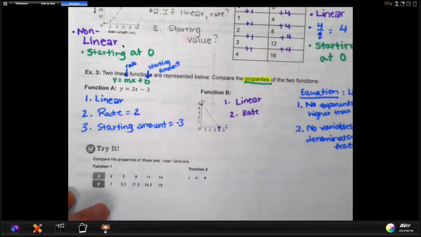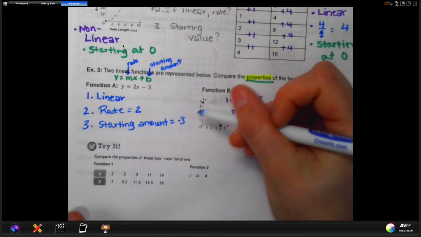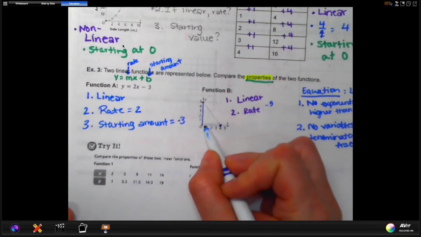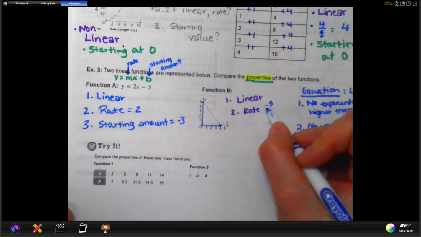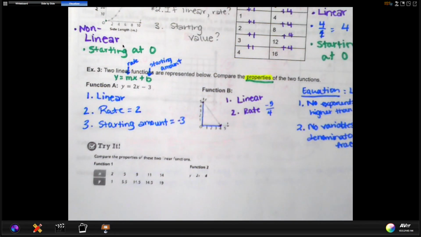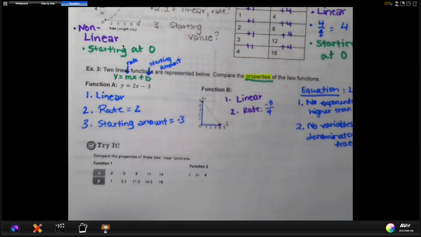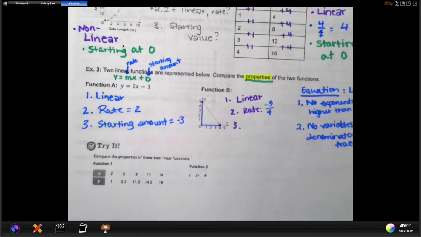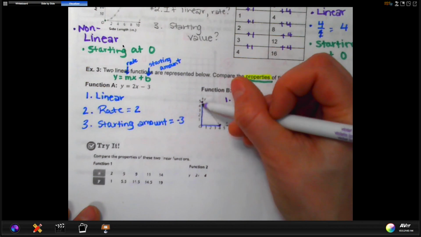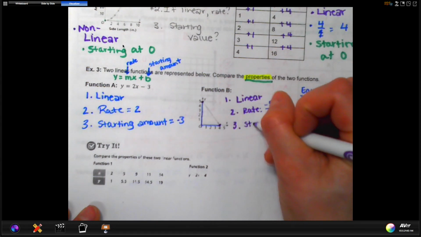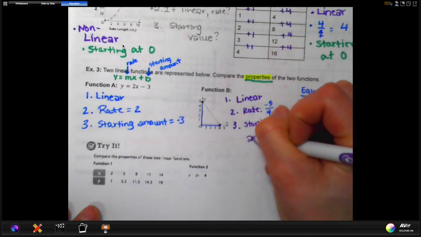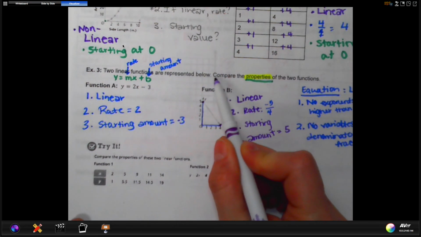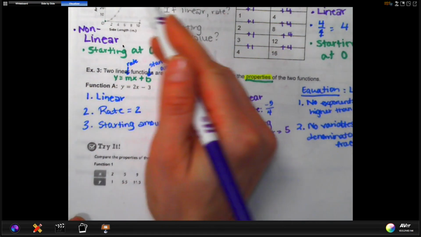So what we're going to do is start at that 5, and our rise then is going to be down 5, so that would be negative 5, and our run is right 4, so our rate is negative 5 over 4. And then our third thing we needed to talk about was what is the starting amount? And again, that's the y-intercept. So where does this cross the y line? It crosses right here at 5. So starting amount is 5. All right, and those would be the 3 things you do to compare the properties or compare the relationships.